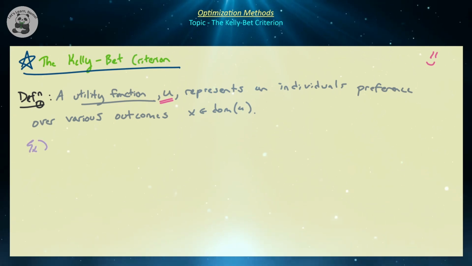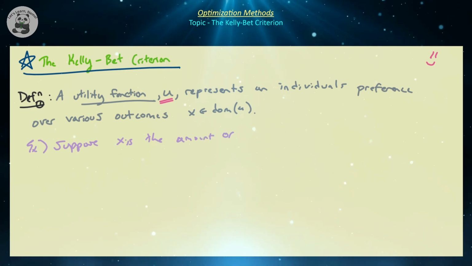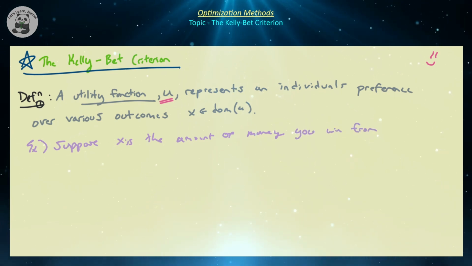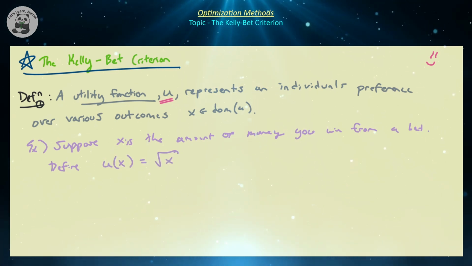So as a very basic example, let's suppose that x is the amount of money that you make or that you win from a bet. And let's define our utility function u of x to be equal to the square root of x. Obviously here, since we're assuming that x cannot be negative, that means we're assuming that we cannot lose any money in this particular object. So I guess you could view this as profit.